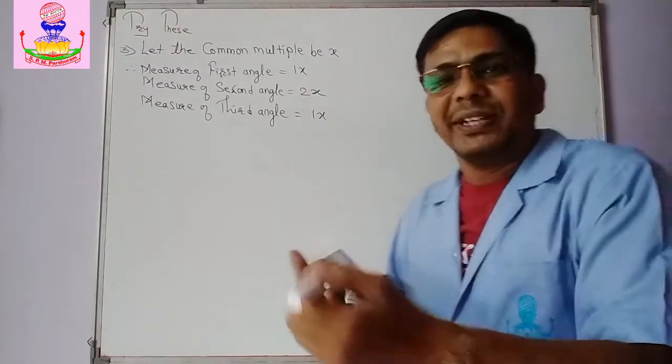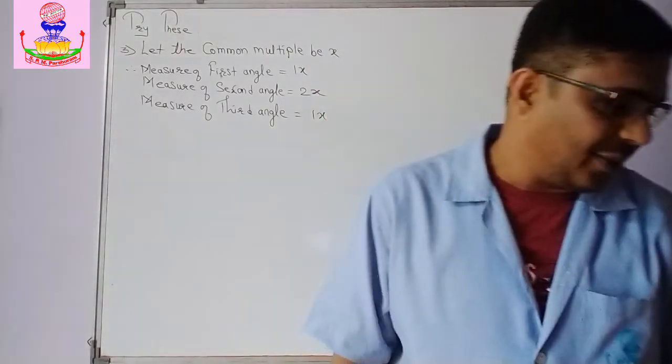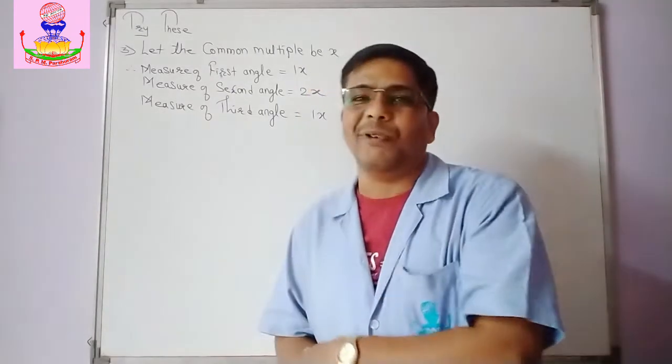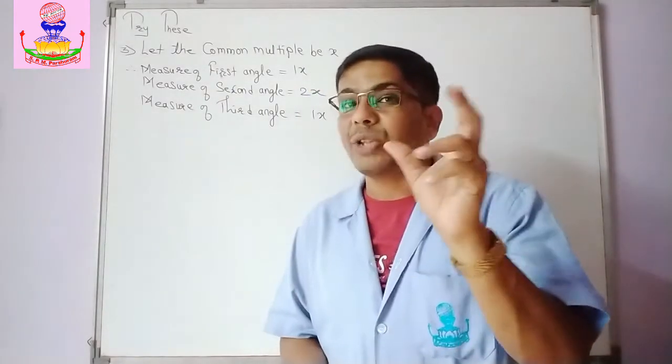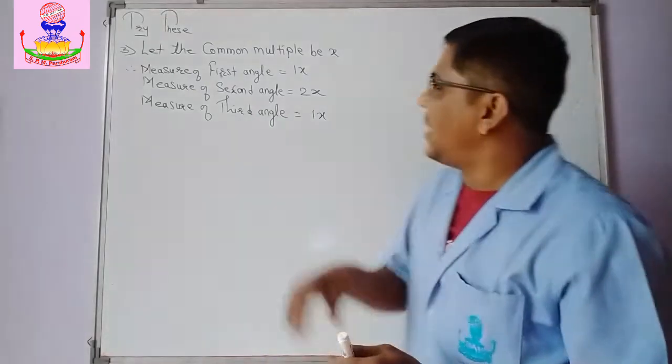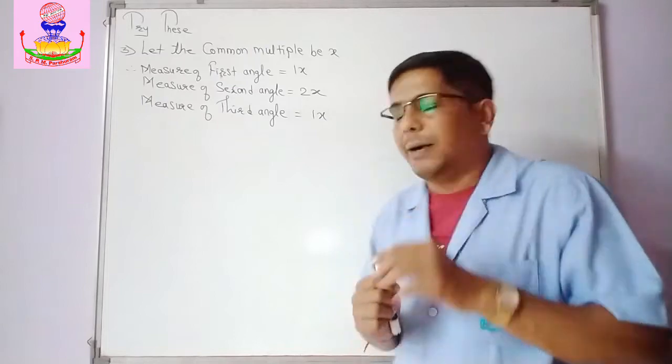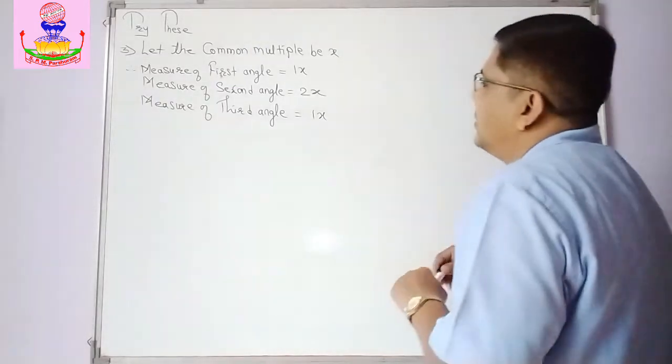Again it is 1, so it becomes 1x. Now why have I taken a common multiple? That should be the question. Exactly. I'll explain. A ratio is always in the reduced form, so it does not give you the actual value. Now here we are assuming the actual measure of the angle.